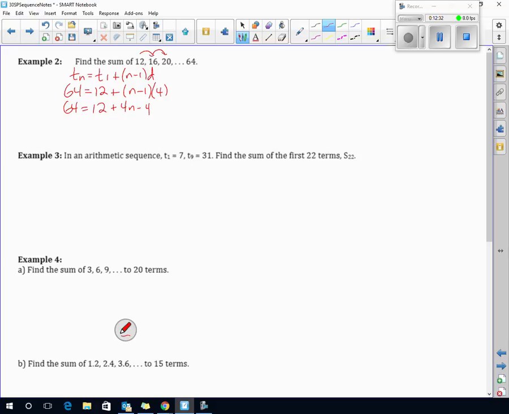Then we got to find the sum of 14 terms. So that is 14 divided by 2, times 12 plus 64. So that's 7 times 76, whatever, it's 532.